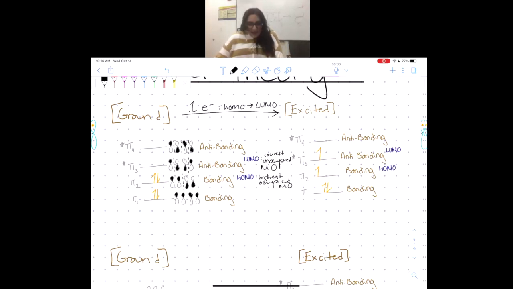And again, the reason the naming here doesn't change is that just because the electron went into an antibonding bin does not mean that this bin becomes bonding. It just means that we temporarily have an electron in it.